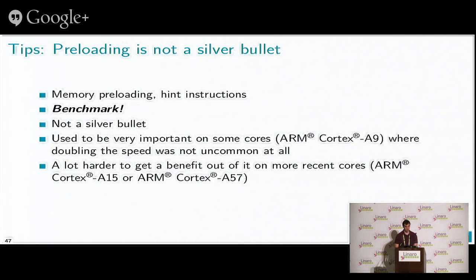However, on recent cores, it's a lot harder to get a benefit out of it. I'm thinking of Cortex-A15 or Cortex-A57. But do consider it, do try it, but don't assume. Benchmark, it can hurt also. In Skia, for example, there are multiple algorithms where I had to make a trade-off. So I could gain a 100% speed up on a Cortex-A9 using preloading, but I would take a 5% hit on a Cortex-A15. So in this case, it was quite a reasonable trade-off.